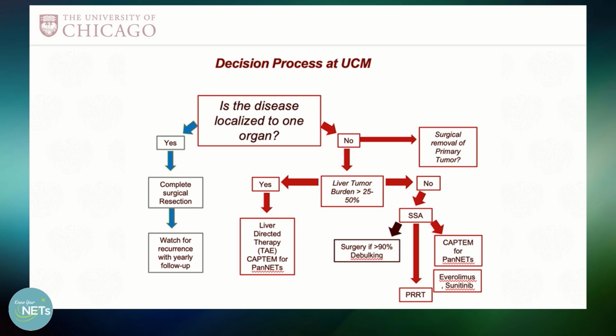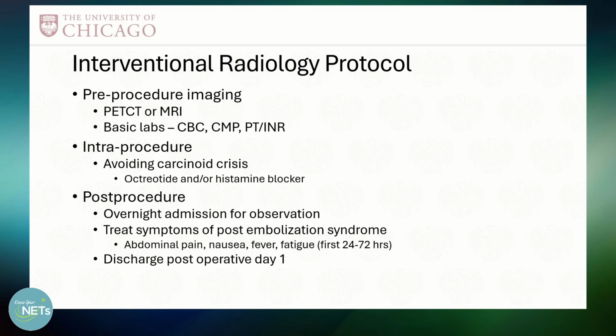This is the decision process we use at the University of Chicago. You can see that for patients who have liver tumor burden greater than 25 to 50%, that is when we perform liver-directed therapy. The protocol itself: me, as an IR, will review the PET-CT or MRI imaging, as well as get a basic set of labs.